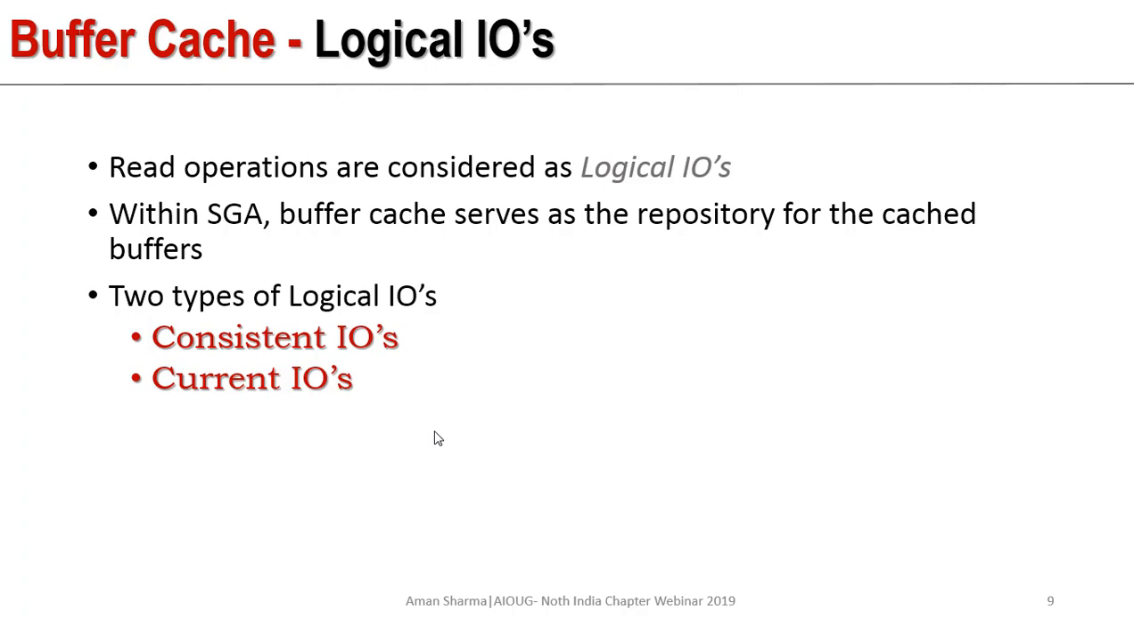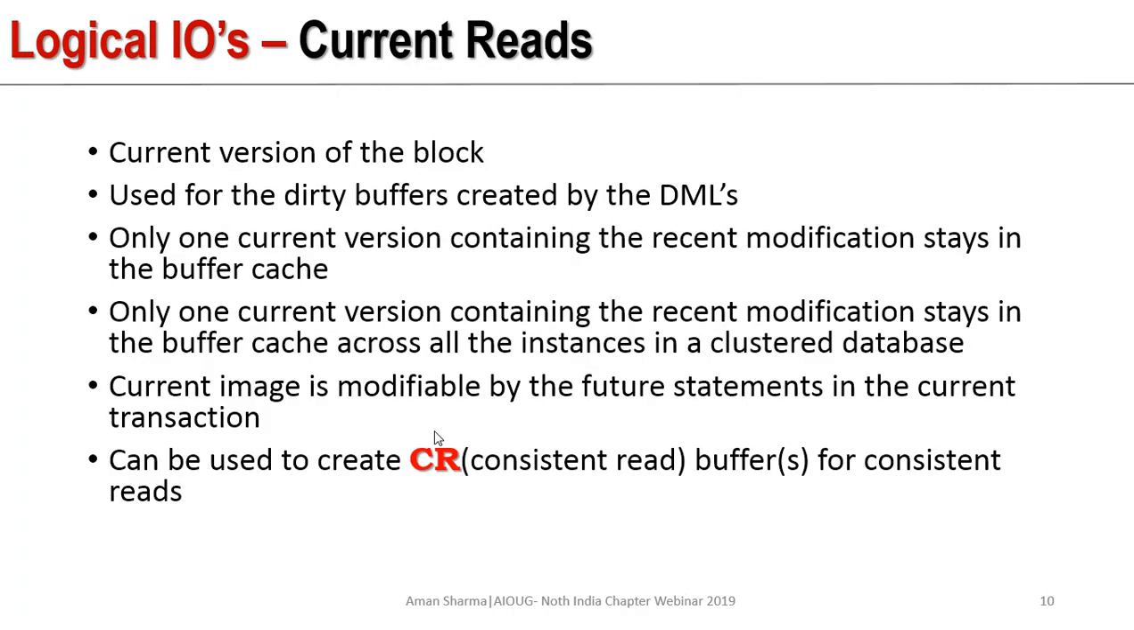Now, obviously the buffer cache supports logical IOs, which are the IOs served from the buffer cache. In terms of logical IOs, we have two kinds, consistent and current. The current ones are the IOs about the current copy of a particular block, which means this is the actual copy which is either accessed from the disk, or is the copy which is modified by the users for the DMLs.